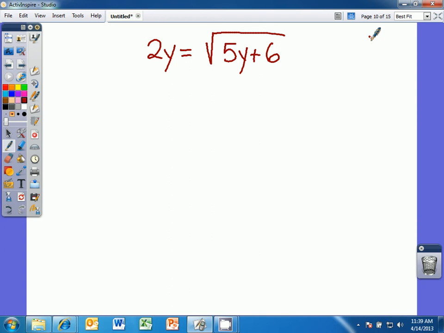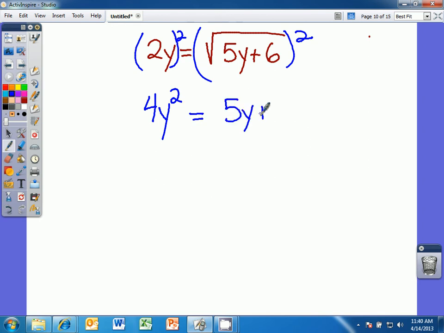My left-hand side of the equation is fine, but I do not want that radical sign, so I'm going to get rid of it by squaring that expression. Therefore, I have to square the left-hand side. When I square 2y, I'm not simply squaring the variable, I'm squaring the entire expression. So it's 4y squared is equal to 5y plus 6.